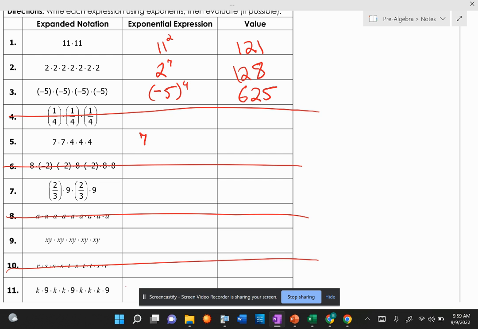All right, number 5. Exponential expression wise, we could write it 7 squared times 4 to the 3rd. All right, so what's 7 squared? 49. Okay. What is 4 to the 3rd power? 64. What's 49 times 64? Say that a little louder, Cohen. 3,136.